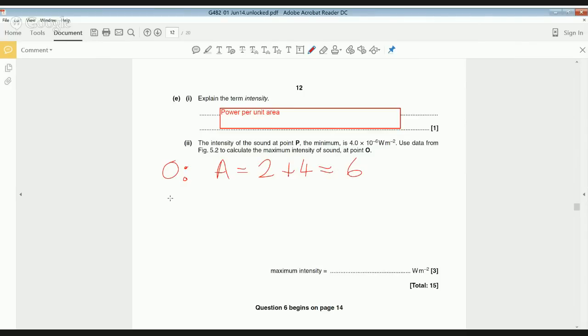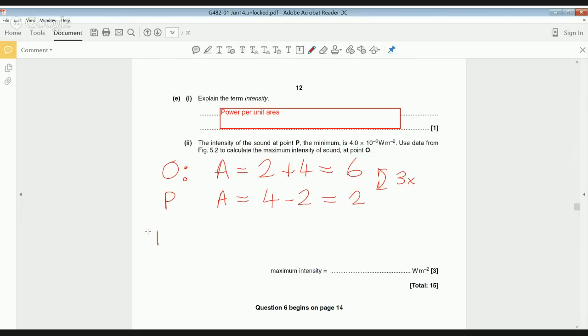And at point P, the amplitude is going to be 4 take away 2, because this time we are destructively interfering. We have one wave cancelling out partially the other one, and you end up with a net amplitude of 2. So you'll see here that the ratio between these two numbers is 3 times.